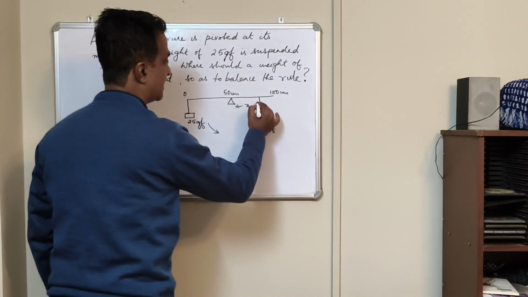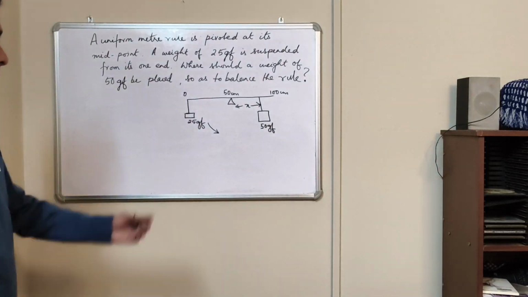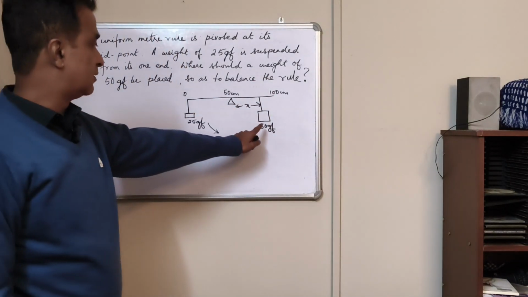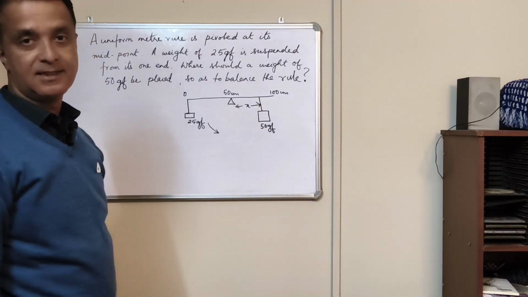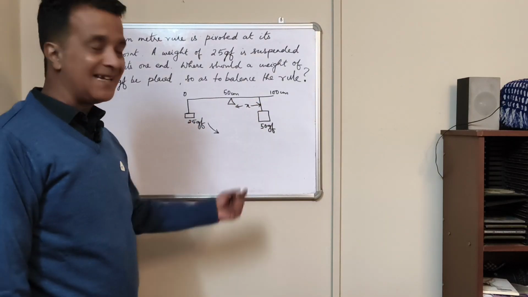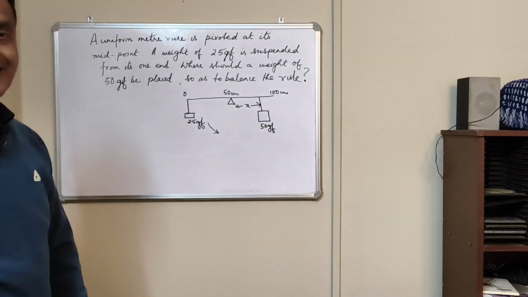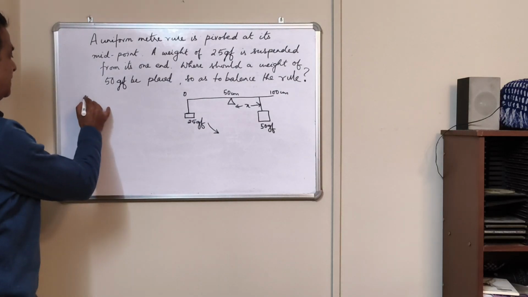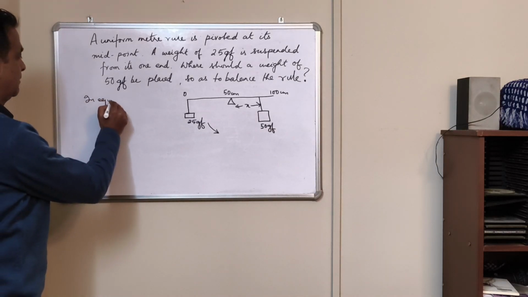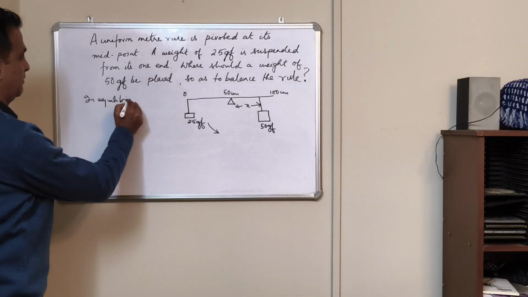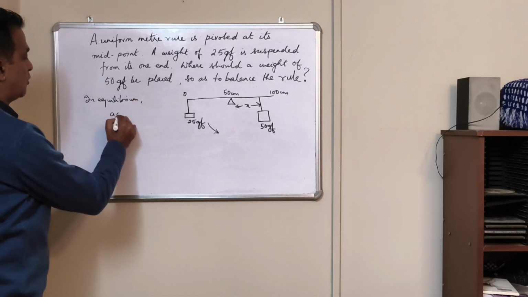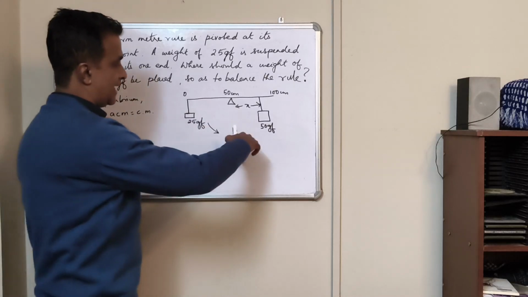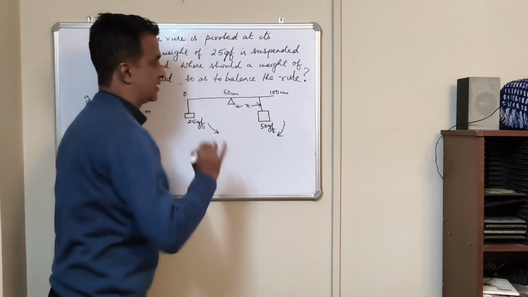I've taken this distance as x. A heavier weight has to come closer so that the moment becomes equal, the force is more, so we have to decrease the distance to balance the torque. But the exact distance we don't know, so we keep it as x. Now, this is a balanced situation. So in equilibrium, the anti-clockwise moment is equal to the clockwise moment. So this side is anti-clockwise, this side is your clockwise moment.